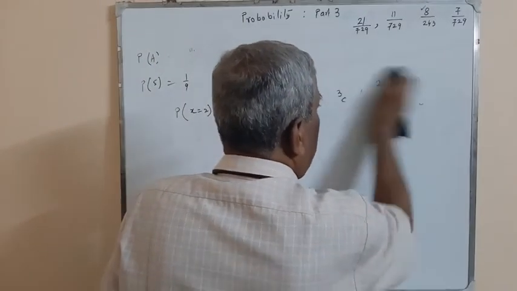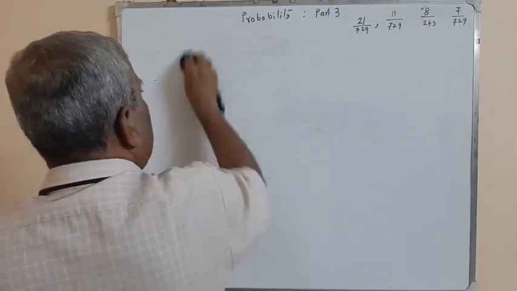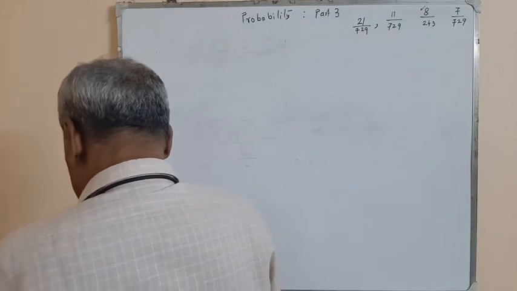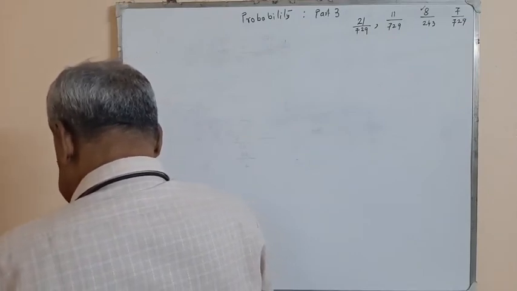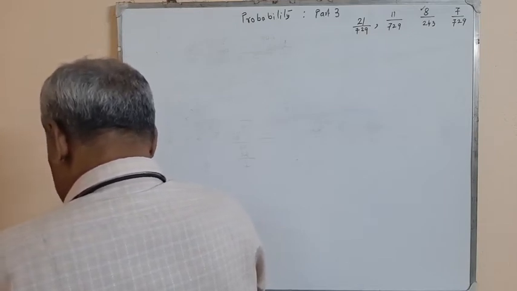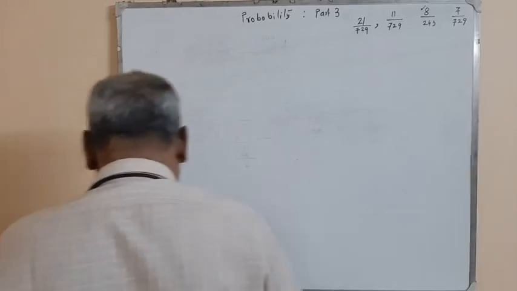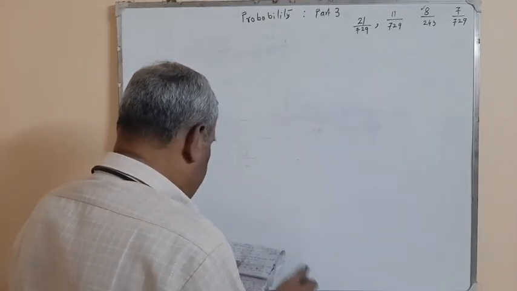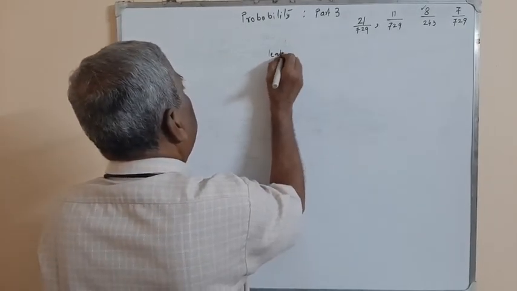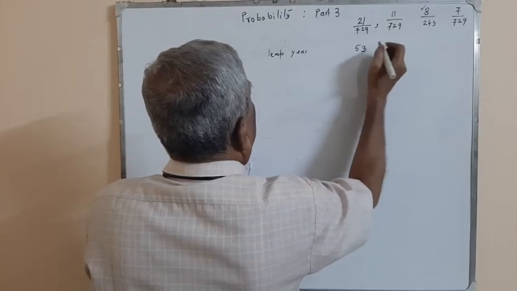Next problem. The next problem is: the probability that a leap year contains 53 Sundays, leap year, contains 53 Mondays.